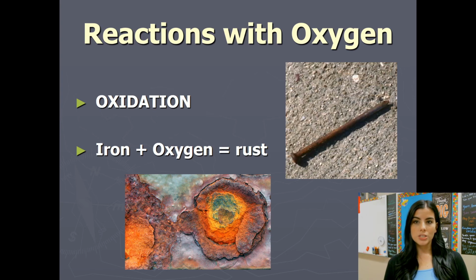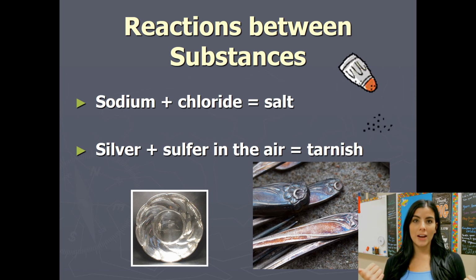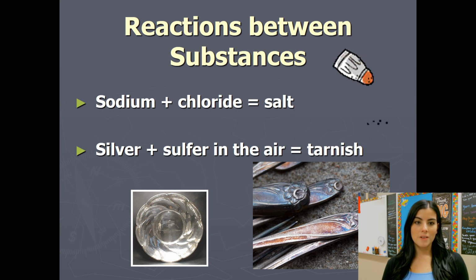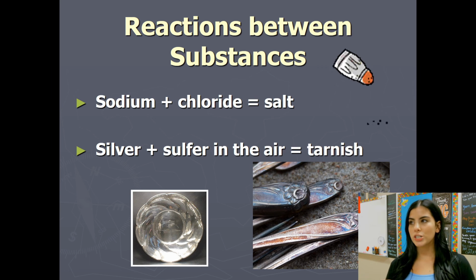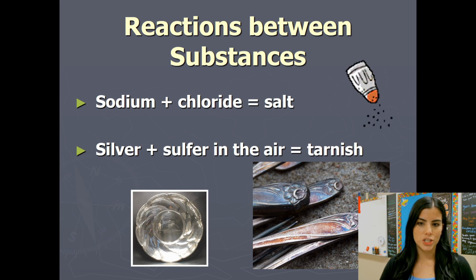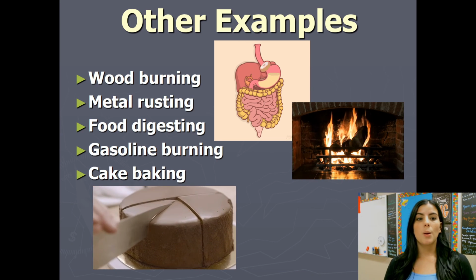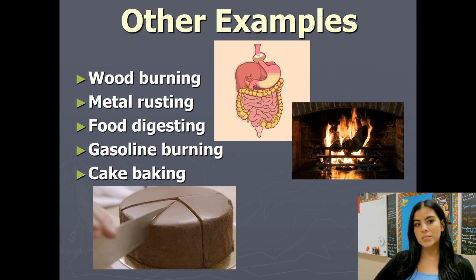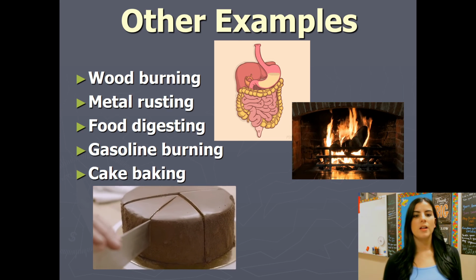Okay, reactions with oxygen is called oxidation. Makes sense. It's whenever oxygen reacts with iron and it causes things to rust. Reactions between substances. So sodium and chloride, when they come together, it makes table salt. Silver and the sulfur in the air causes things to tarnish. Tarnish means to make dull and not as shiny, like how you see on the silverware down there. Some more examples are burning wood, metal rusting, your food digesting, gasoline burning when you drive a car or a tank or whatever, and baking a cake.